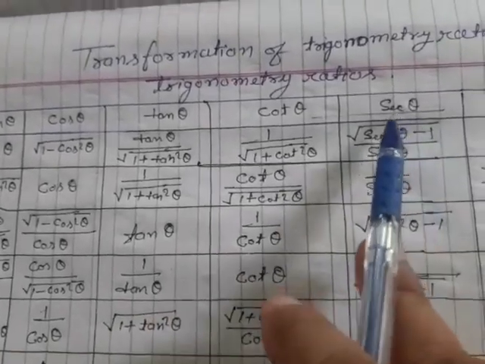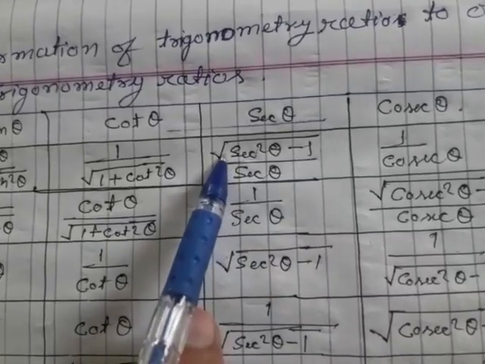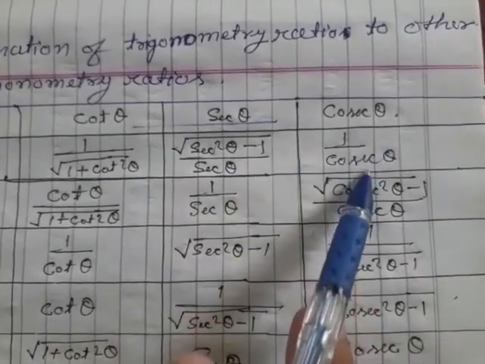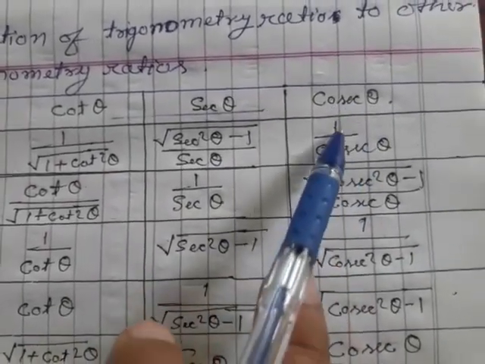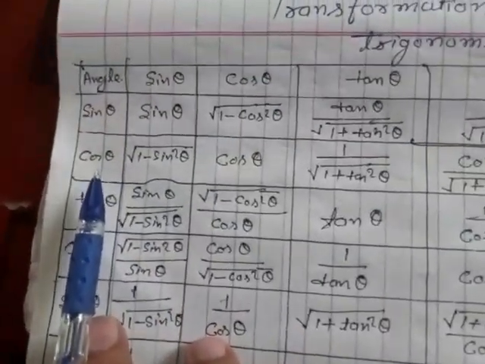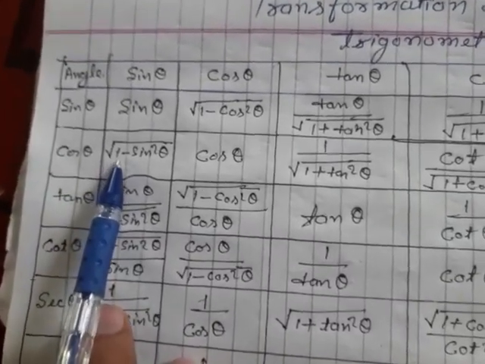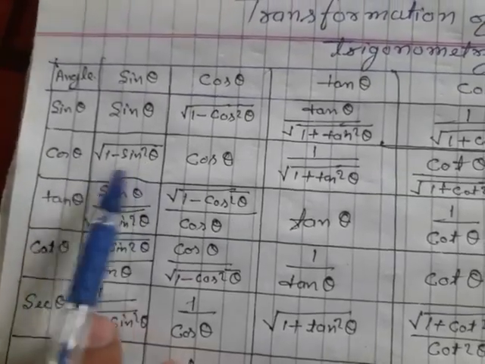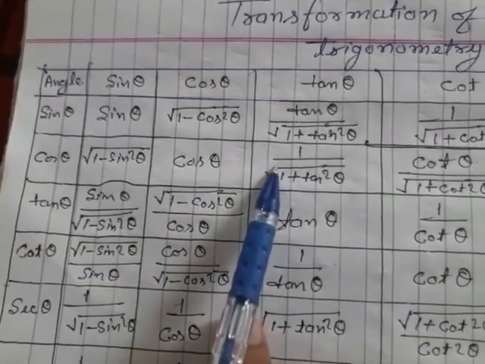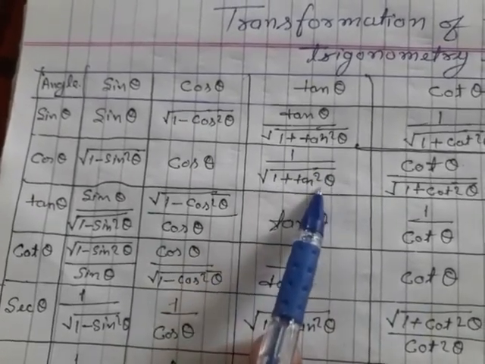Clear? Sin theta in the form of sec theta: under root sec square theta minus 1 upon sec theta, and sin theta in the form of cosec theta: 1 upon cosec theta. Similarly here we discuss cos theta. Cos theta in the form of sin theta, so we write under root 1 minus sin square theta. Cos theta in the form of cos theta is cos theta, and cos theta in the form of tan theta: 1 upon under root 1 plus tan square theta.